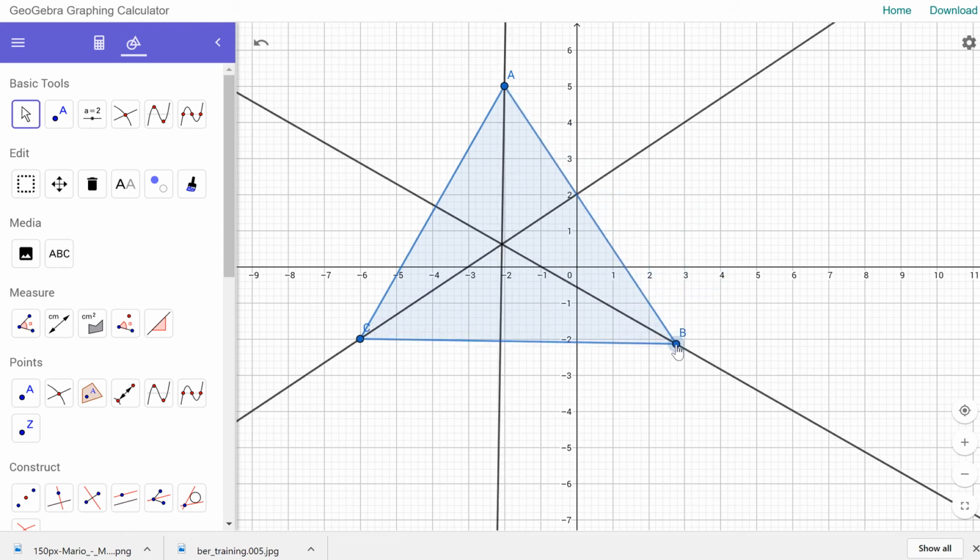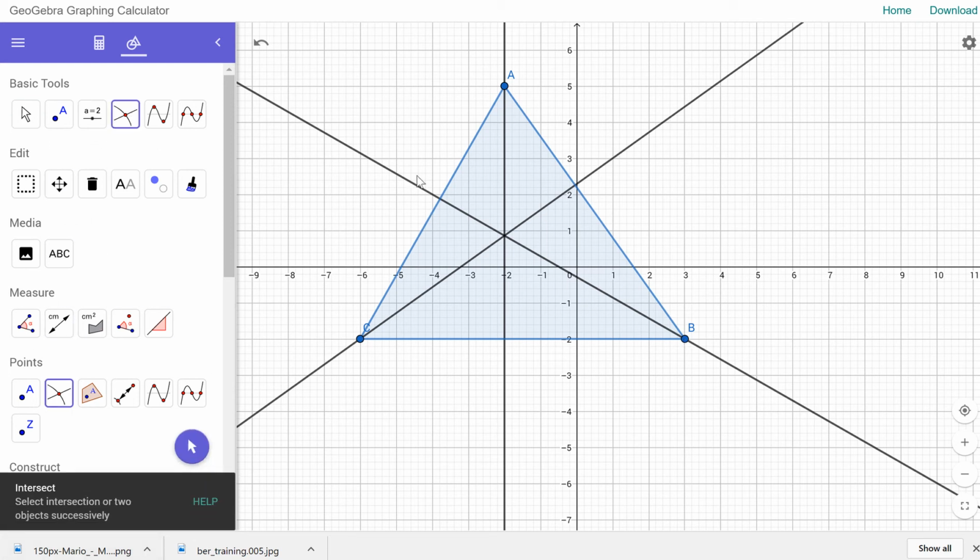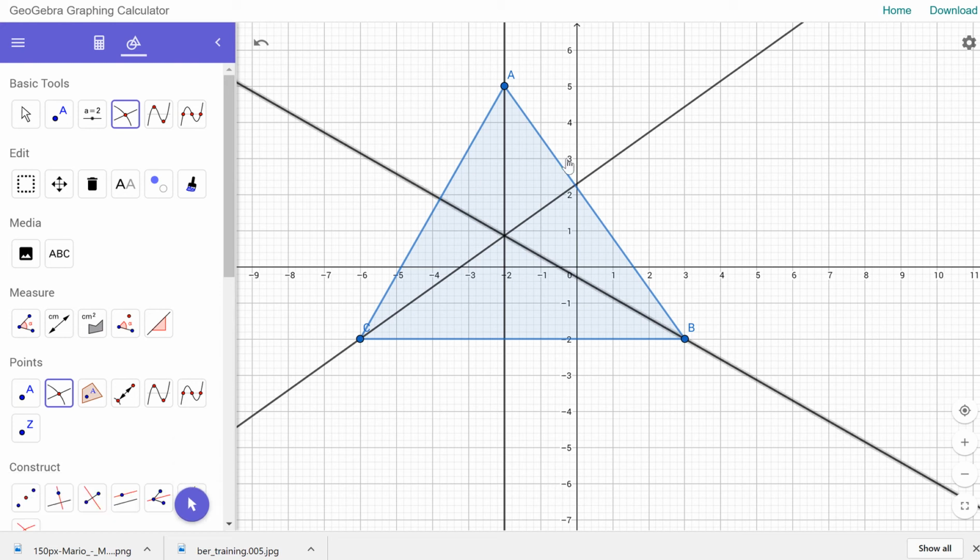So, like the circumcenter, the altitudes cross at a point that can be inside the triangle, on the triangle, or outside the triangle. This point is called the orthocenter. So let's mark that point on here by using our intersection tool. Look at the intersection between those two lines. So point D is our intersection. Now that orthocenter has a special relationship with the sides of a triangle.